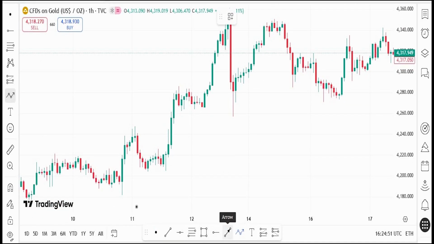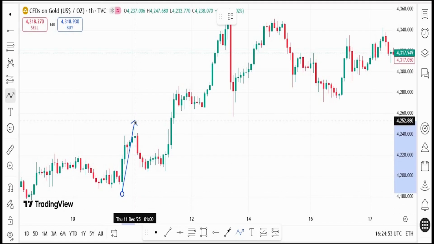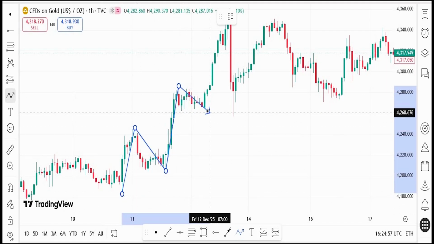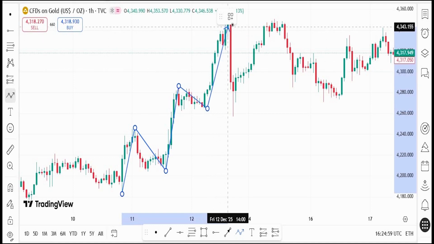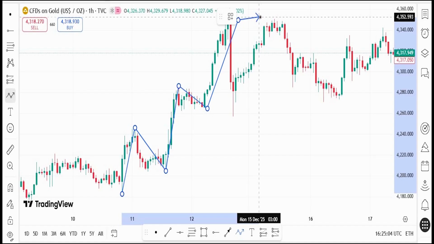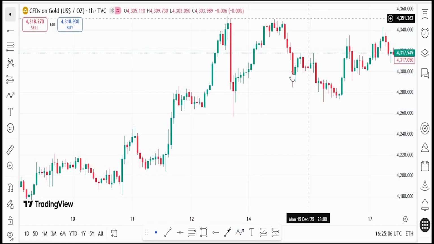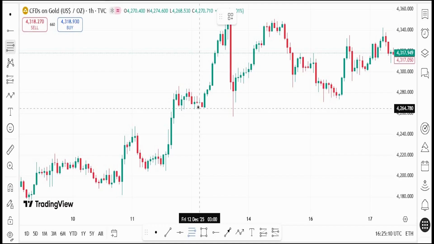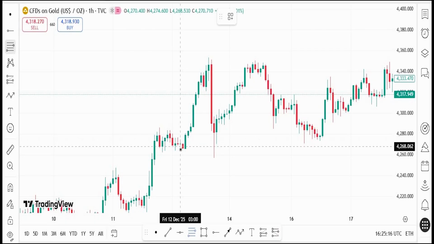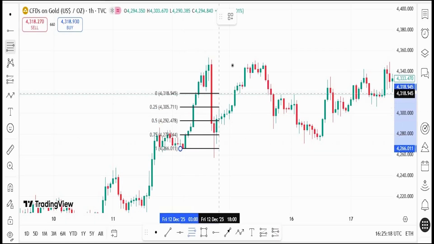Keep the recipe in mind. Trend. Okay, the trend is clearly an uptrend. And now what we do, we measure this wave.